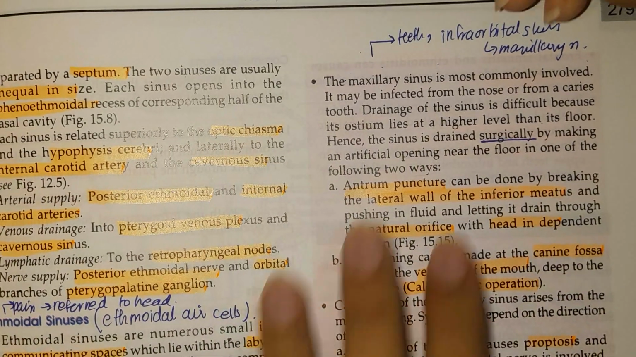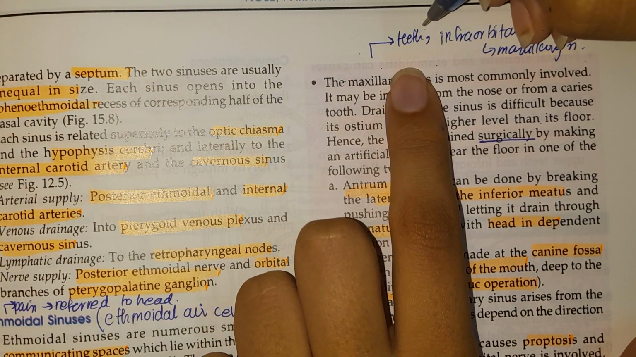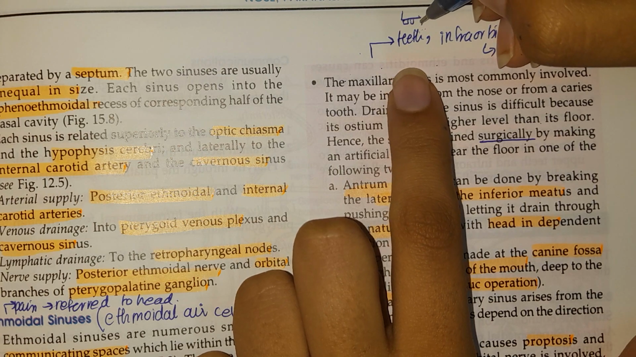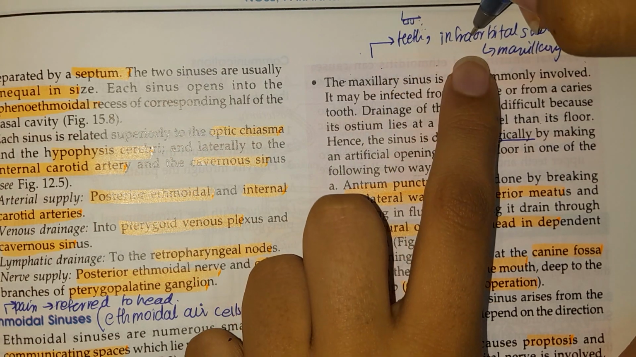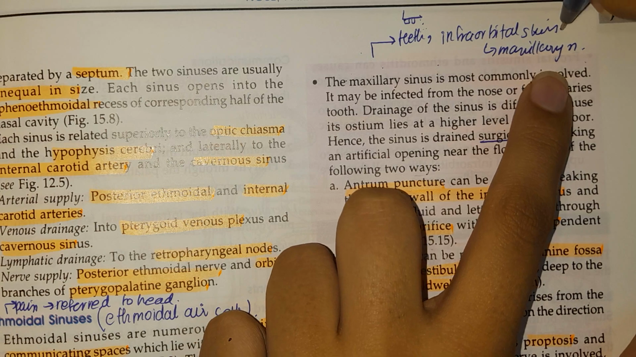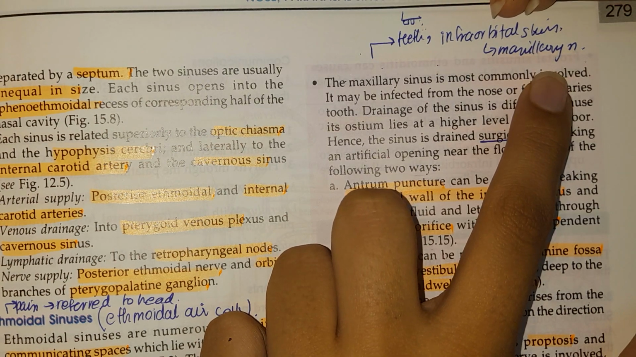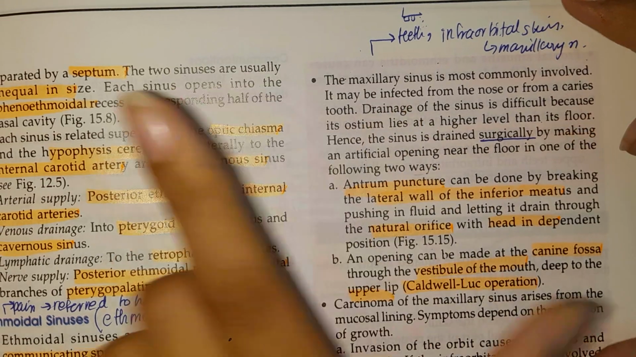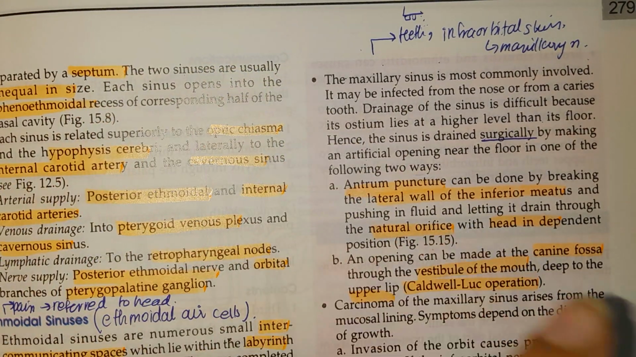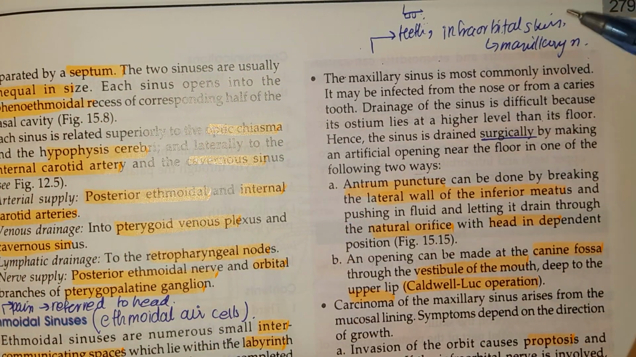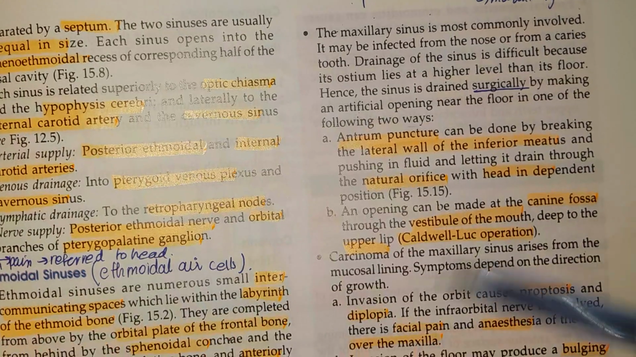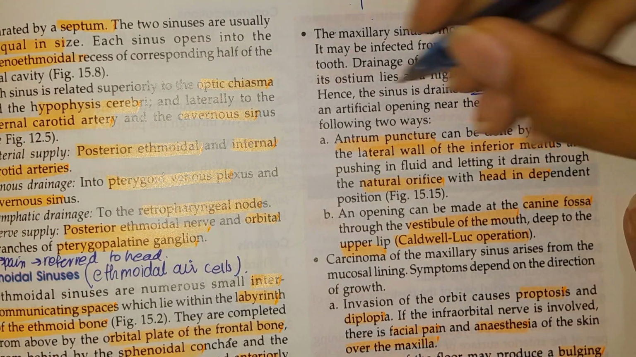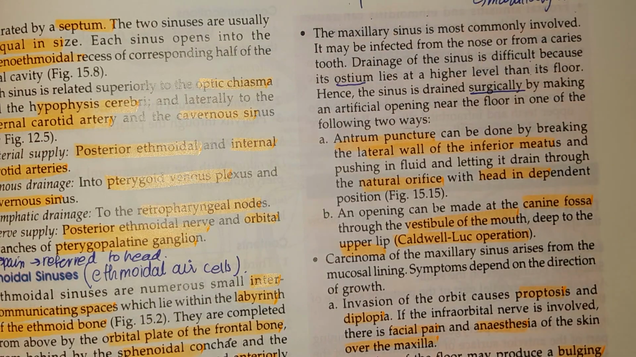The pain will radiate to teeth because, you know, inferiorly the maxillary sinus is related to the alveolar process of maxilla, and also it will go to the infraorbital skin because superiorly the sinus is related to the orbit. So this is how the pain of the sinus spreads to the teeth and to the infraorbital skin. Now drainage of the sinus is very difficult because its ostium or its opening lies at a higher level.